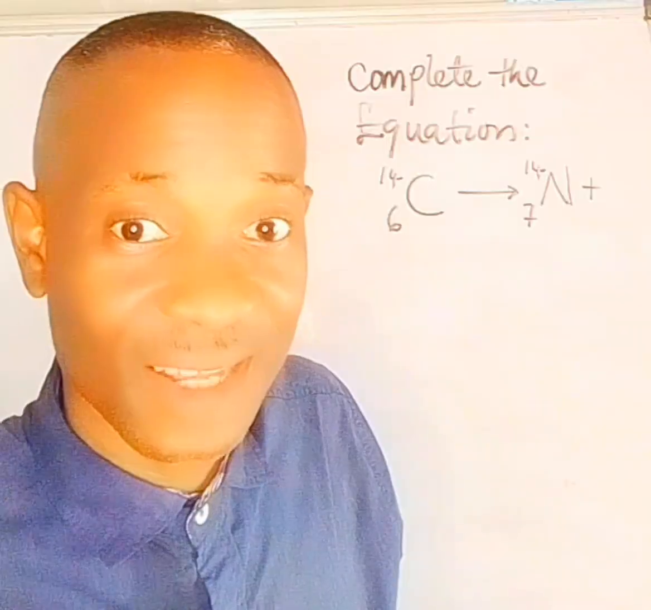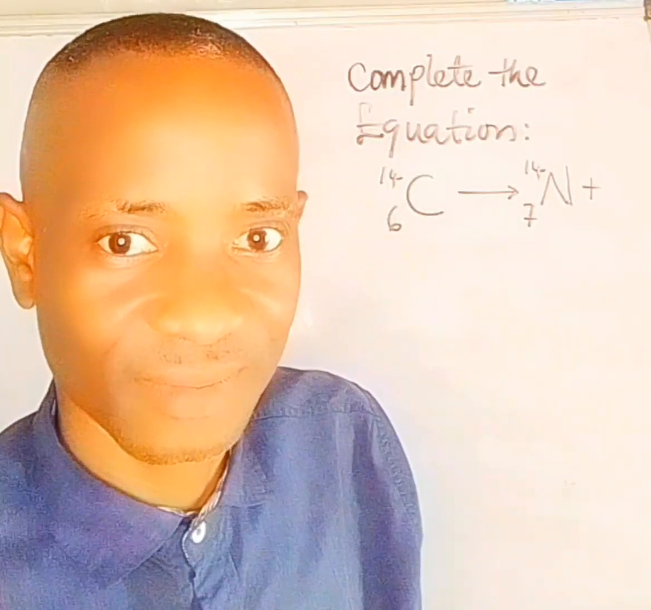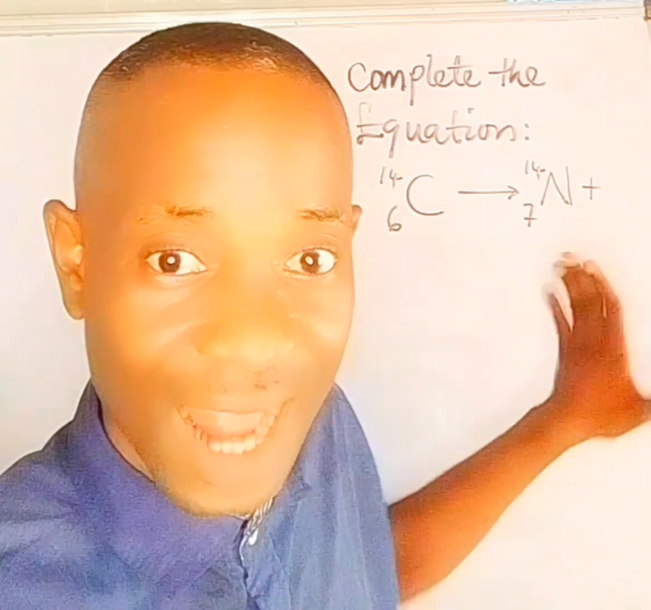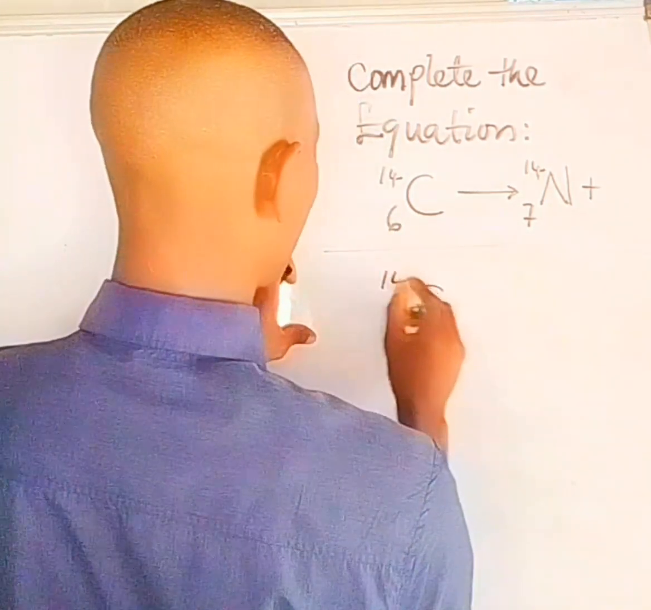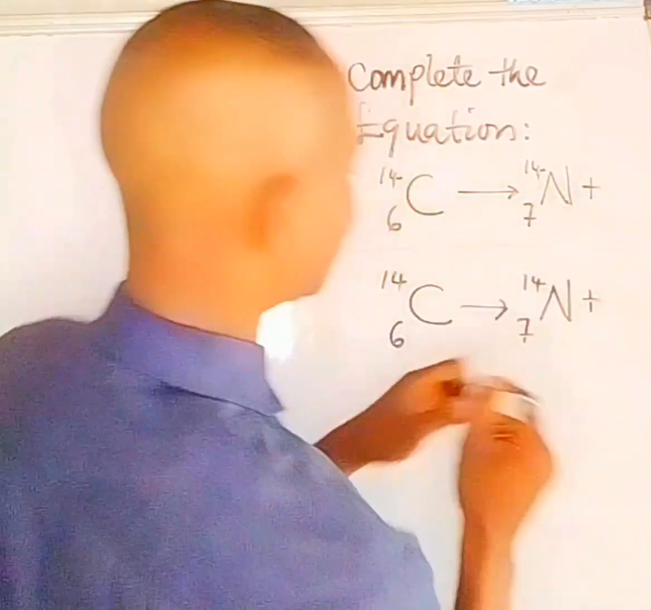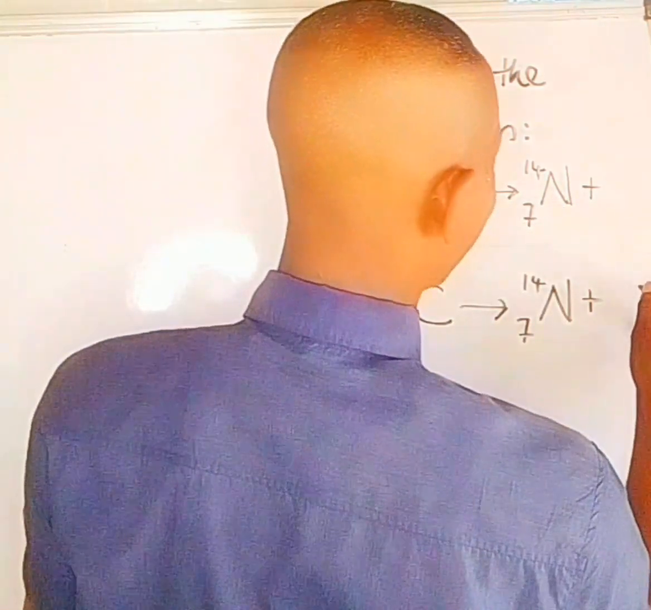This equation is not a chemical equation, it is a nuclear equation. So these species you are seeing here are nuclei of their atoms. Now let's repeat it. Carbon 14, nitrogen 14, atomic number 7, plus what? Let us represent that thing as X.